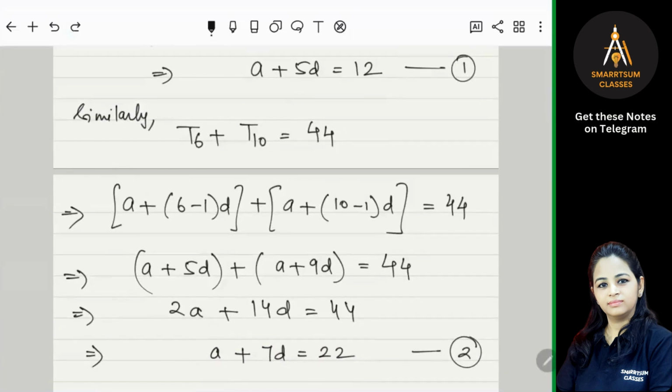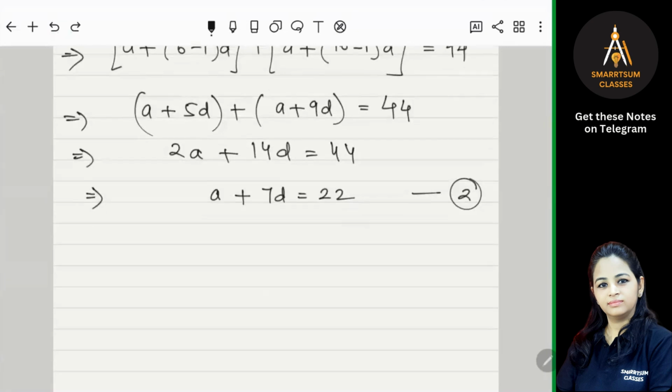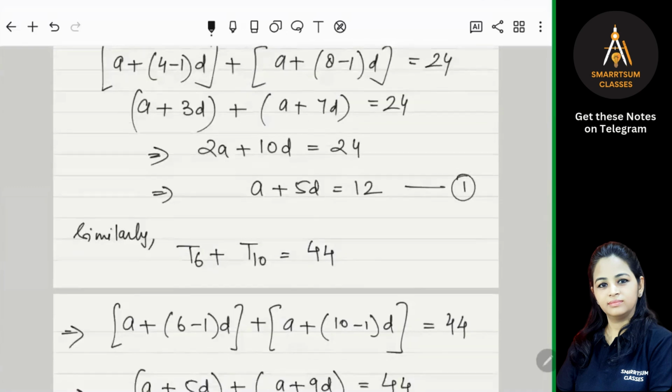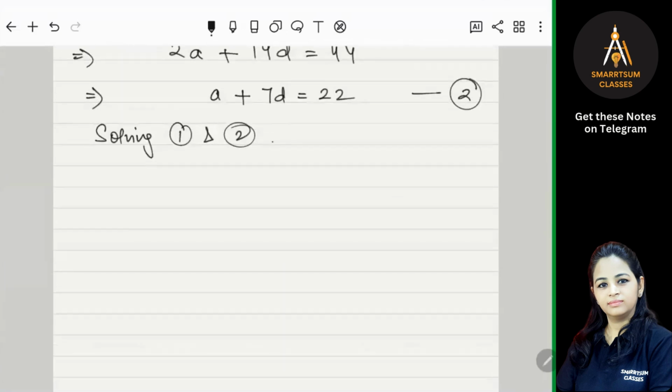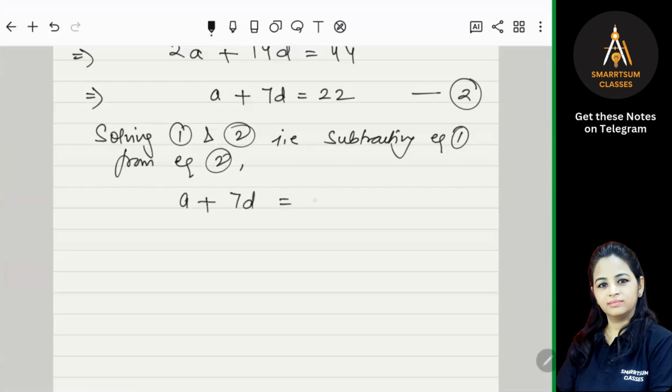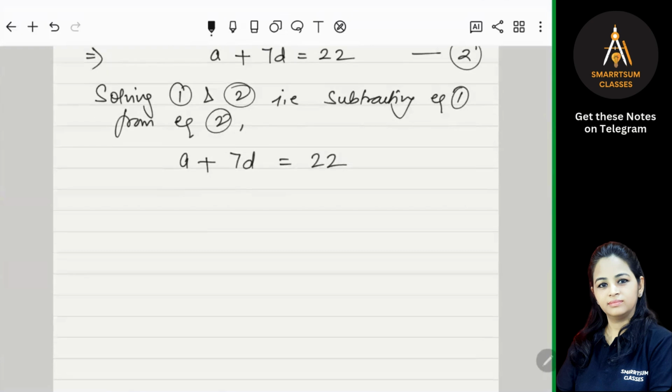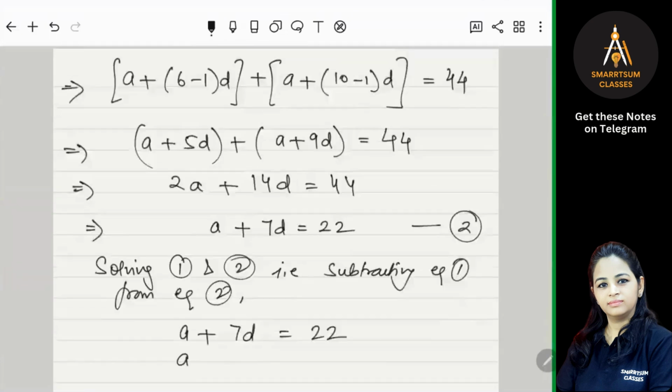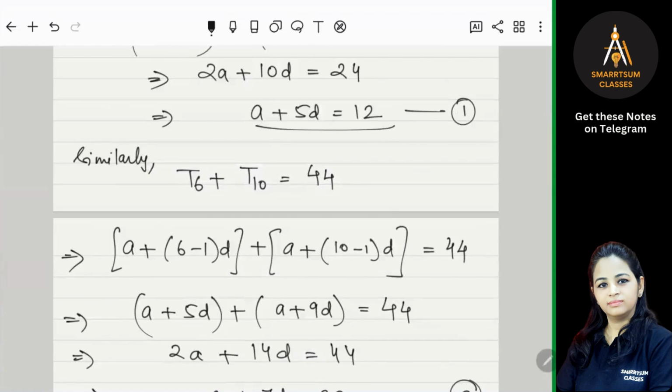So these are two simultaneous equations which you already know how to solve. Yes or no? Now solving 1 and 2, how will we solve? We can subtract equation number 1 from equation number 2. Equation number 2 is a plus 7d is equal to 22, so we write it at the top because we are subtracting from this. Then we write equation number 1, that is a plus 5d is equal to 12.